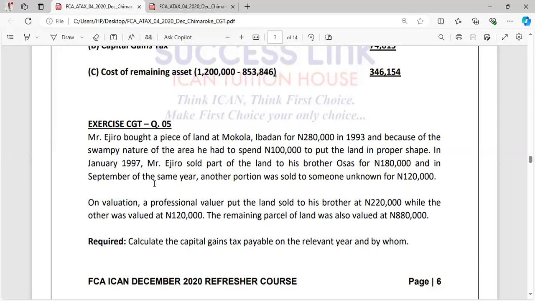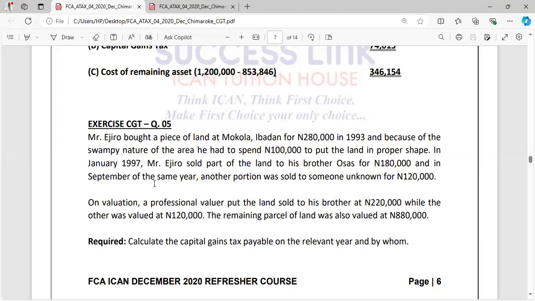Now, when you are selling or dealing with a relative, this arm's length principle is usually not followed. So the significance of mentioning brother here is to note that the arm's length principle may not be followed. It is possible that this 180,000 that was sold to the brother was at a giveaway price.